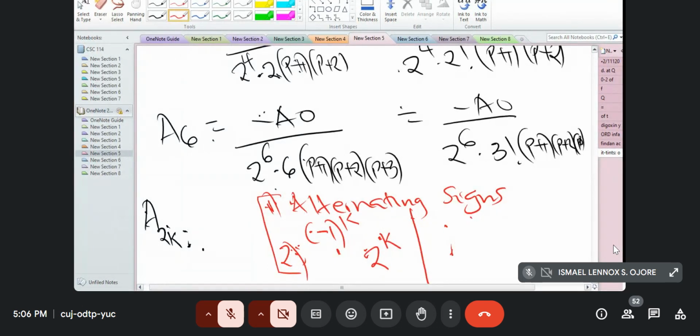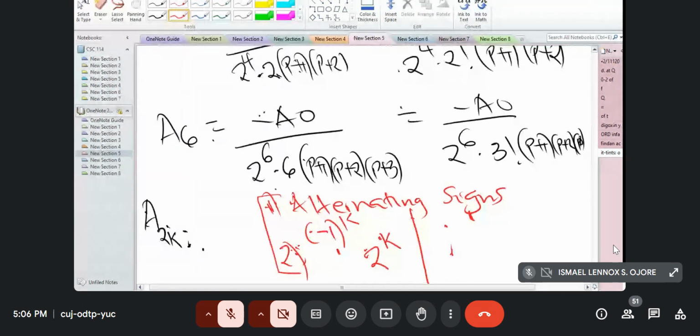Then the factorial. Look at the factorial function. For A2, we are having 1 factorial. Compare 1 and the value of k, which is 2. For A4, we are having 2 factorial. Compare 2 with the value of k, which is 4. Then for A6, we are having 3 factorial. So how is the factorial defined in this case? Is it k factorial? Is it k minus something?